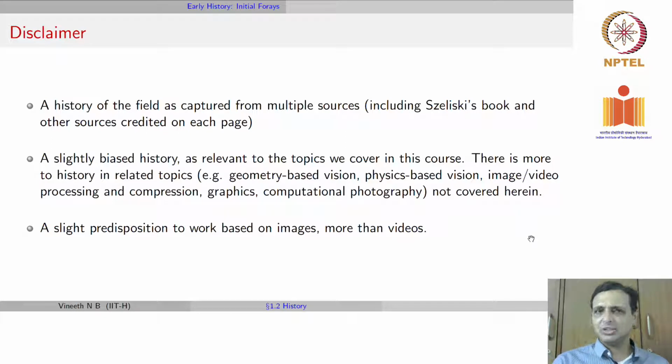It may also be biased to the topics that we cover in this course, and may not cover physics-based vision or geometry-based vision in too much detail. Once again, I'll refer you to those books that we talked about in the previous lecture if you want to know them in more detail. There's also a slight predisposition to work done on images more than videos, but still hopefully these slides give you a perspective of the field and how it's evolved over the last few decades.